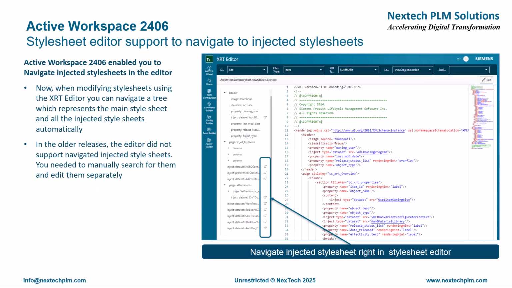In Active Workspace 2406, the Stylesheet Editor is enhanced to enable you to navigate a tree that represents the main style sheet and all the injected style sheets automatically, and navigate and edit those easily. This has eliminated the need to manually search for the injected style sheets and edit them separately, and hence reduces the complexity and time required to manage injected style sheets.